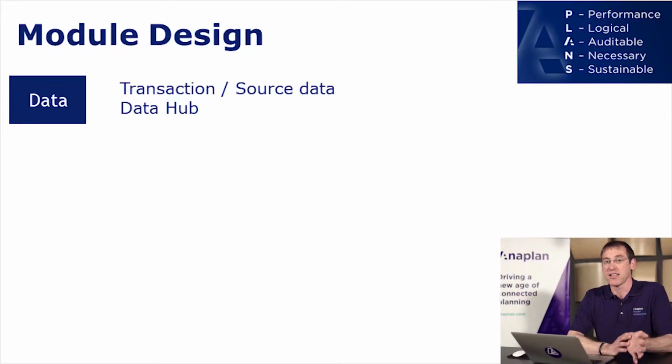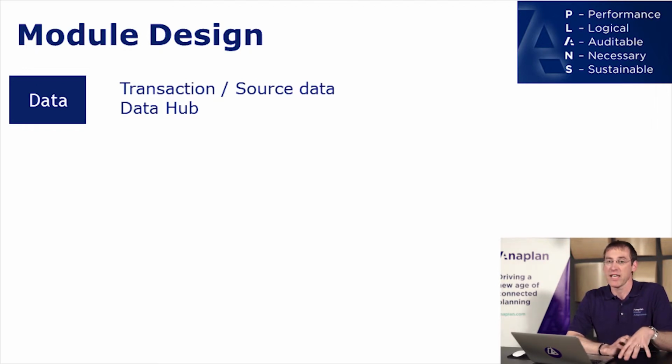The first one is data. This is really where you start. So all models need something. Very rarely do you have a model where users go straight in and just type information in. There's nearly always something. That may be transaction data from a general ledger. It may be opportunities from Salesforce. It may be information from employee headcounts or whatever it might be.